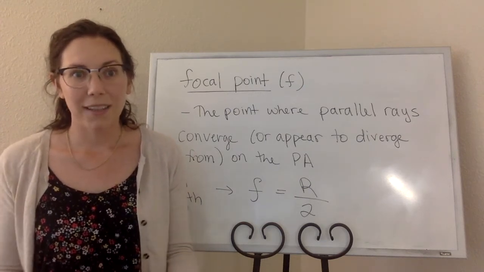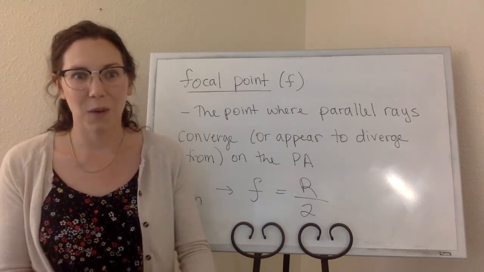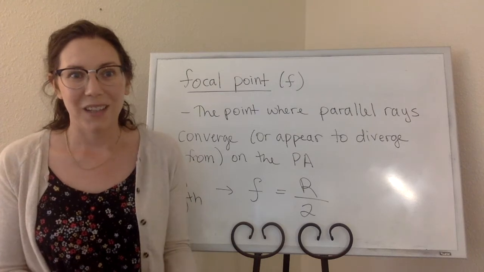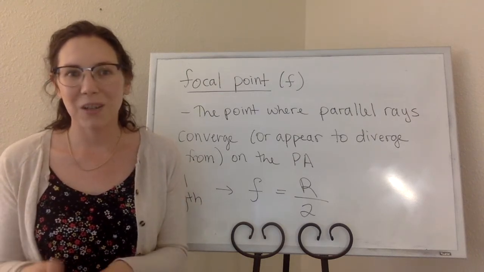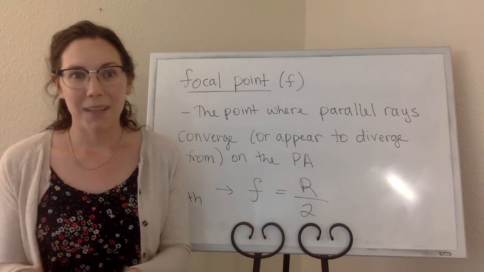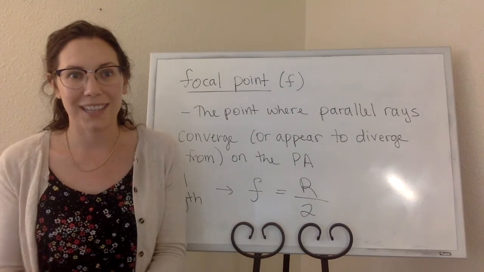Now we're going to look at how to use a few special rays in order to locate the image formed by a spherical mirror. So we know that rays are directed in all directions from an object, but we can choose a few of them that help us easily locate the image. And this is a very systematic approach, so let's look at how to do that.